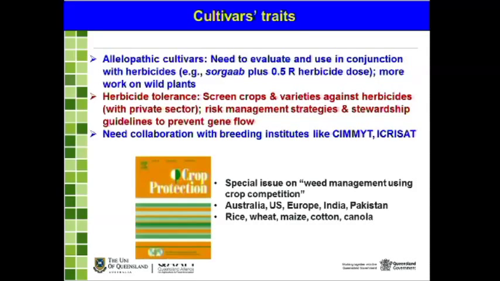I will not talk much about herbicide tolerance, but I think there is scope to screen these types of varieties also. Again, before that, we should have risk management strategies and stewardship guidelines to prevent problems. And I think most importantly, when we're talking about weed competitive cultivars, there is a need to collaborate with breeders. Okay? Without that, I think we can't get success. For example, CIMMYT or ICRISAT, they have got all this germplasm; bring that and try to put it in our local varieties.